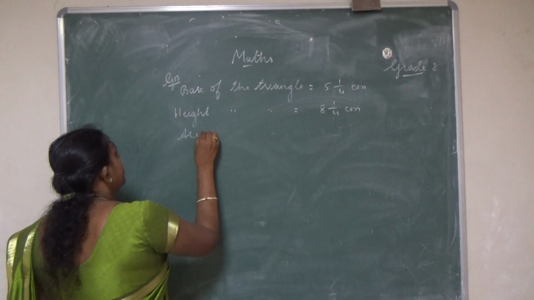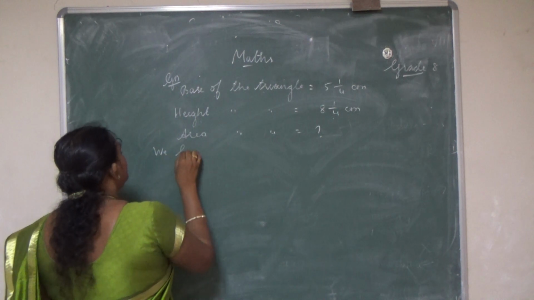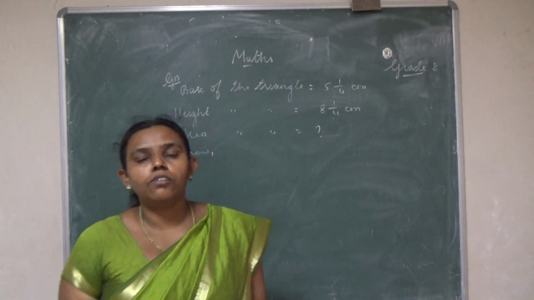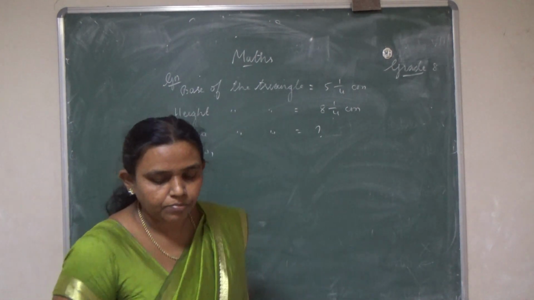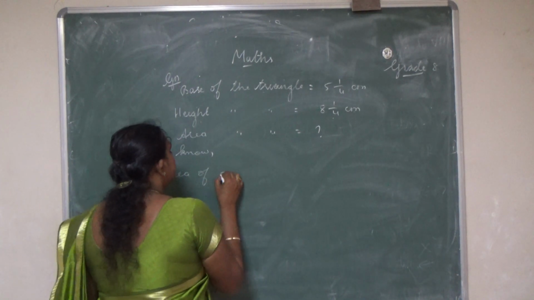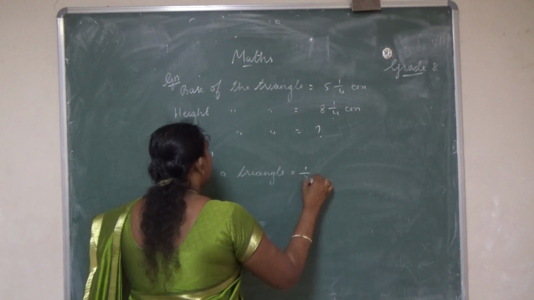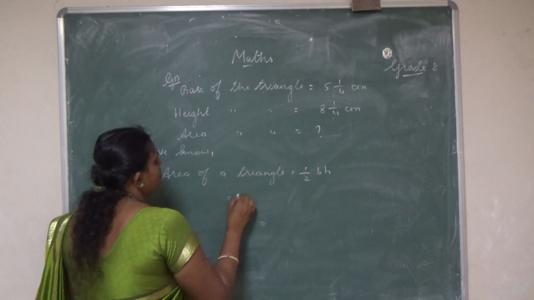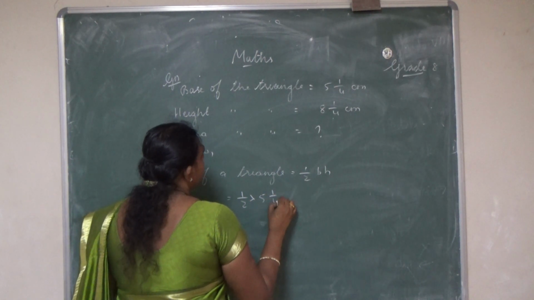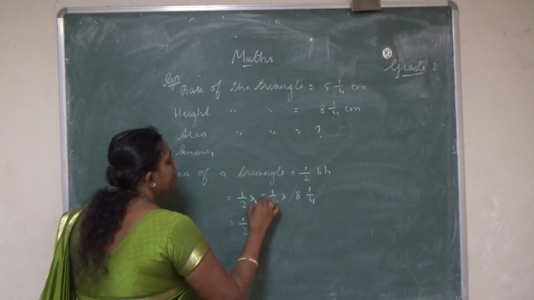Now what they asked? They asked us to find the area of the triangle. From the lower class itself you are learning what is the area of a triangle. What is the formula for finding the area of a triangle? We know, area of a triangle is half base into height. So half into what is the base? 5 1 by 4. What is the height? 8 1 by 4.